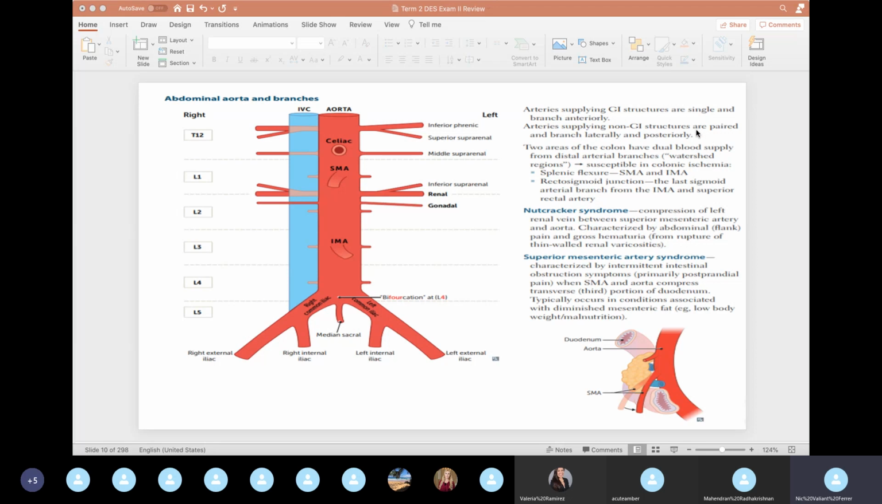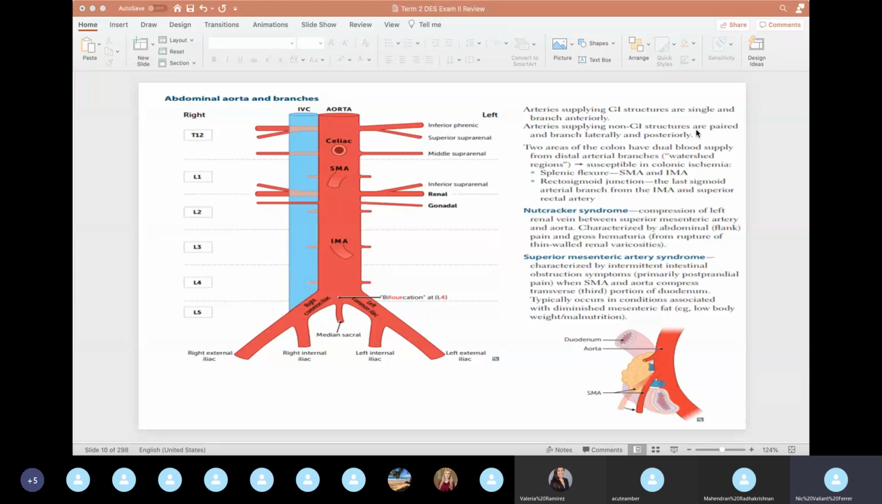Now, let's talk about Nutcracker Syndrome. What is this Nutcracker Syndrome? High yield: compression of your left renal vein between the SMA and the aorta. So it is a compression of what? A vein, specifically your left renal vein. Why the left renal vein? Because it's much longer. Remember, your right renal vein is much shorter. The left renal vein is compressed between the aorta and your SMA. Signs and symptoms: abdominal pain and gross hematuria.